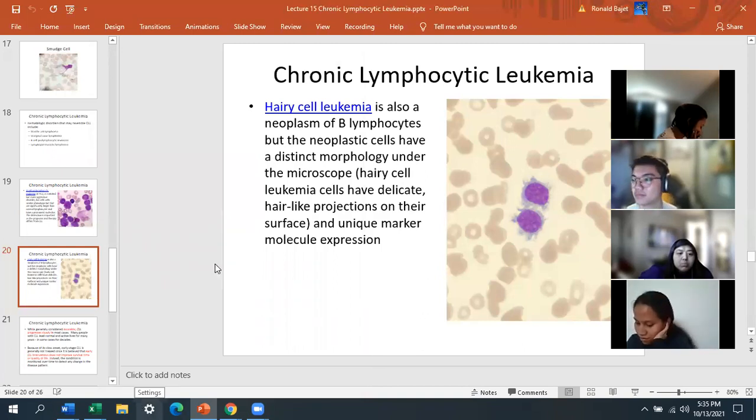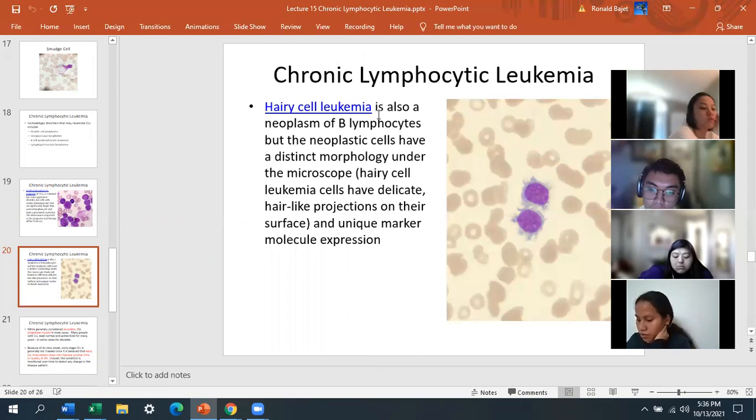But tartrate resistant acid phosphatase, or TRAP, is a special stain that will diagnose hairy cell leukemia. Hairy cell leukemia, TRAP stain. It's called a TRAP stain, tartrate resistant acid phosphatase. Okay, so that is a stain that will help you identify hairy cell leukemia.